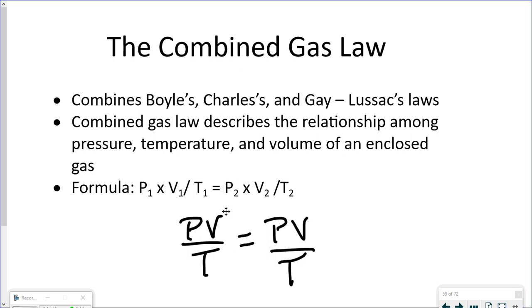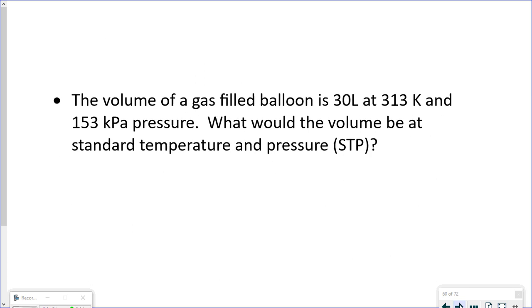Let's look at how these problems will be presented. So I'm going to write our formula up top: PV over T equals PV over T. So we have the volume of a gas-filled balloon is 30 liters at 313 Kelvin and 153 kPa of pressure. What would the volume be at standard temperature and pressure?